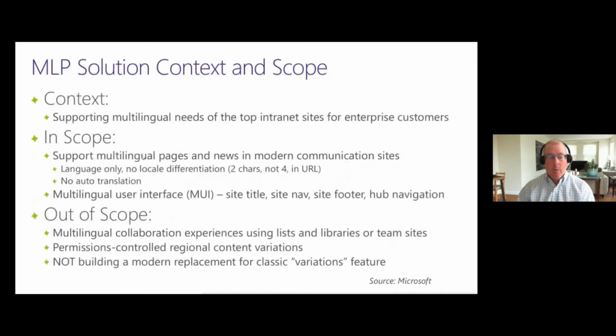Enterprise customers. What was in scope of this solution is supporting multilingual pages and news in modern communication sites. Talked about the no locale differentiation, just the 2. And this does not include auto translation. So they don't use a tool like Microsoft Azure Cognitive Services or Google Translate to translate content inline in real time. And you're starting to see that in other places in Microsoft. We know this from Stream's ability to extract content, to create the written record of content, and then to translate that using Azure. There are services available that are doing that. That is not in this scope at this time.